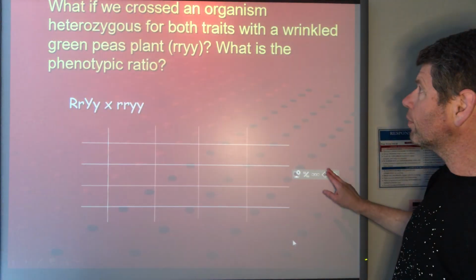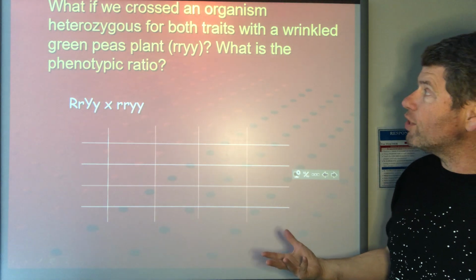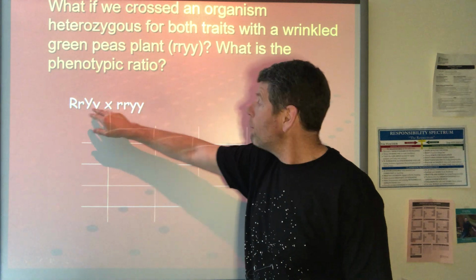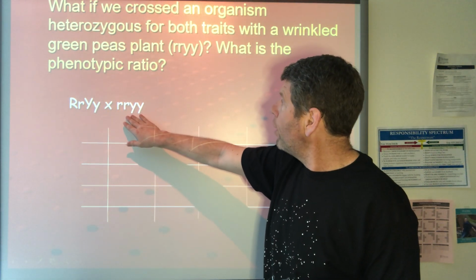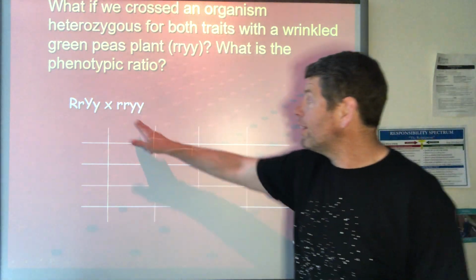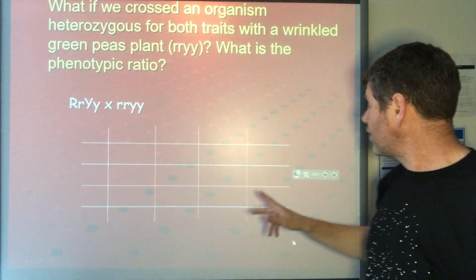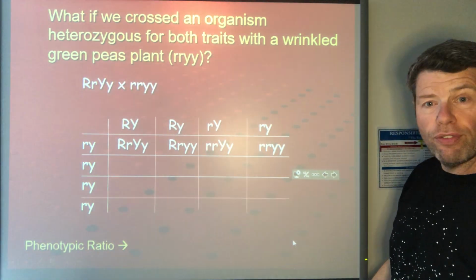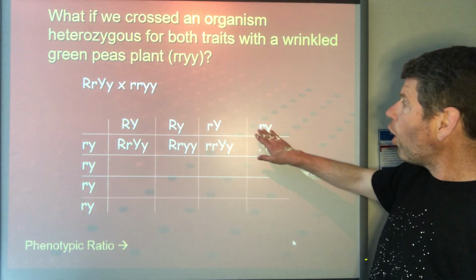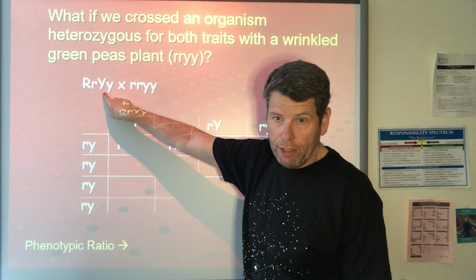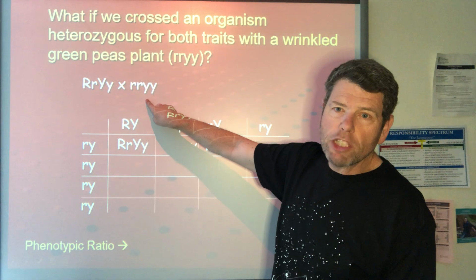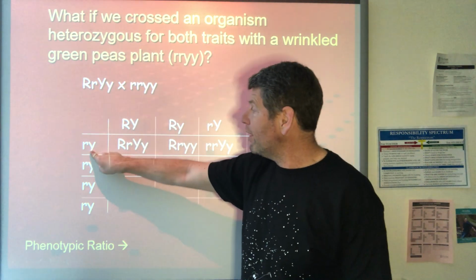All right. So, what if we cross an organism that was heterozygous for both traits, like we had before in our F1 parent, but this time we're crossing it with a plant that is homozygous recessive for both traits: little r, little r, little y, little y. We do have the 4 different gametes for our double heterozygous parent, because there's 4 possible combinations. However, there is only 1 possible combination for this parent, which is the little r, little y.